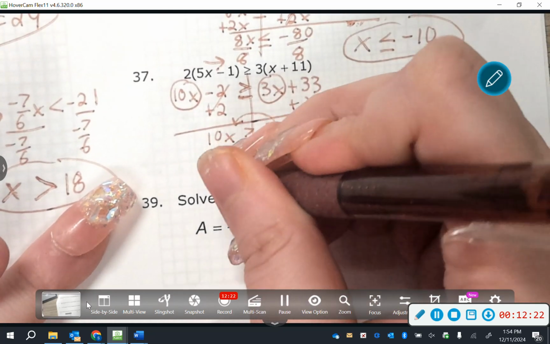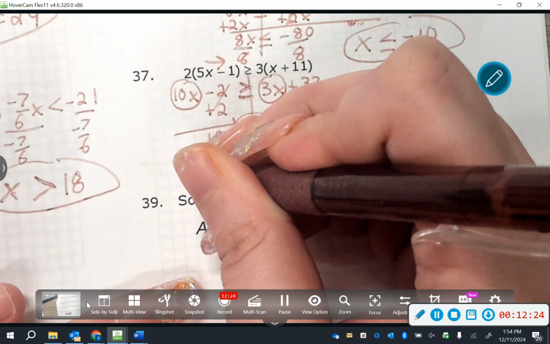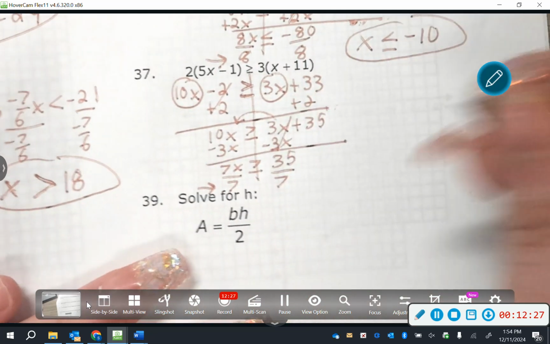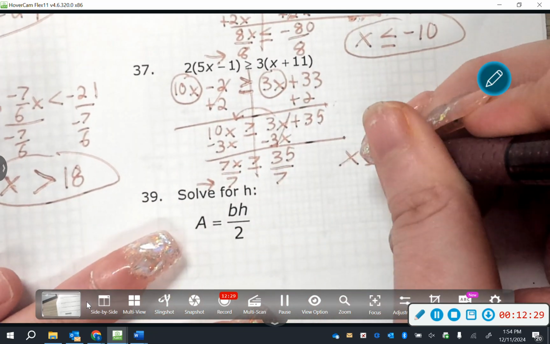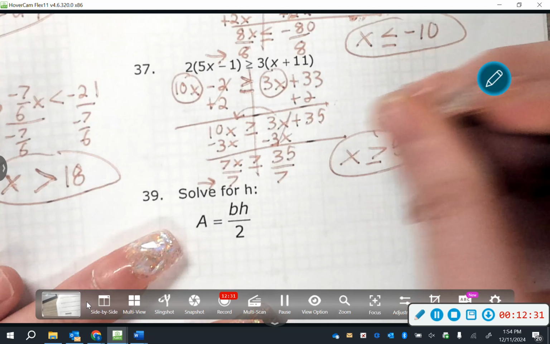Divide both sides by 7. Because we divided by a positive number, our sign in the middle does not flip. X is greater than or equal to 5.